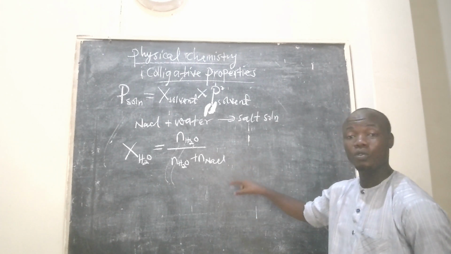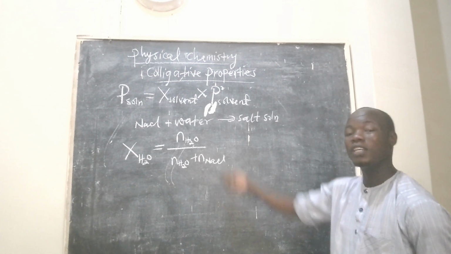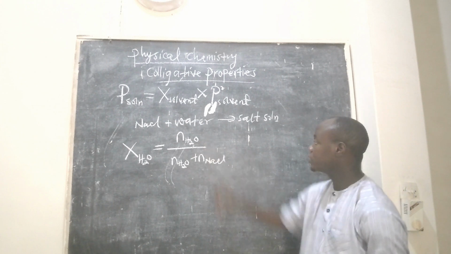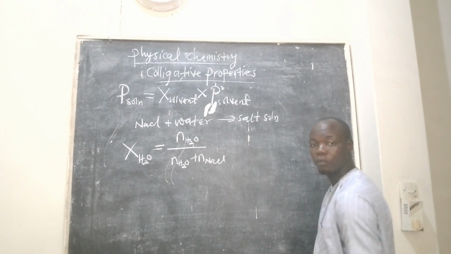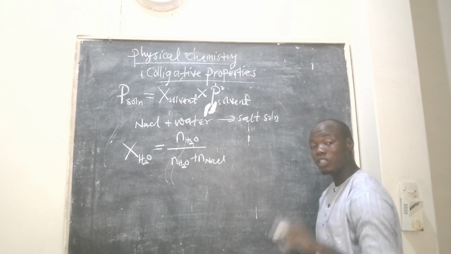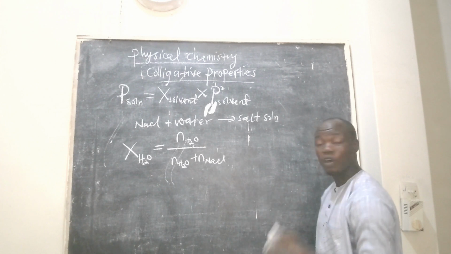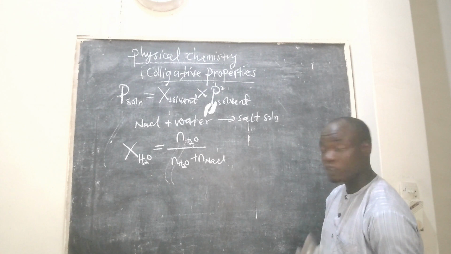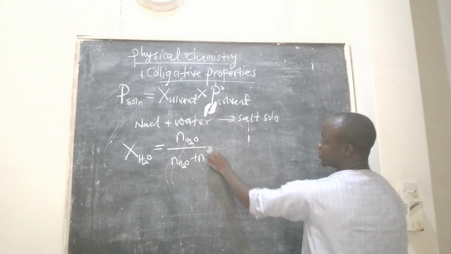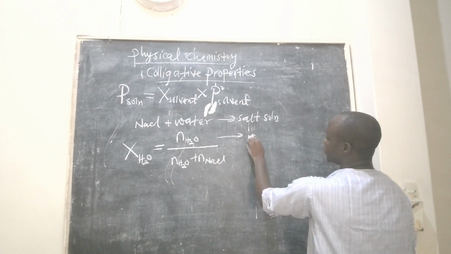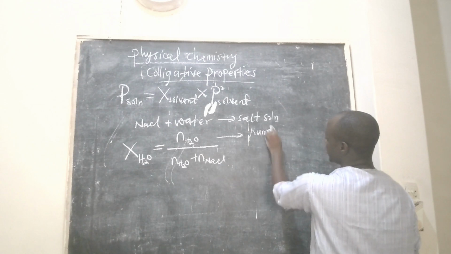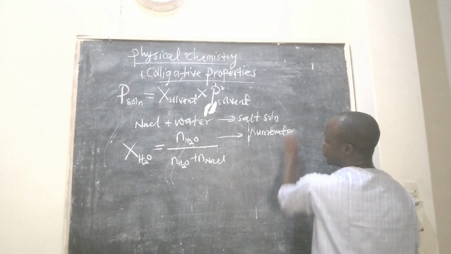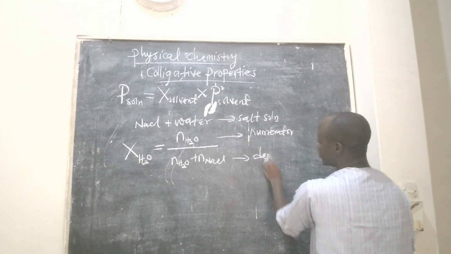And as I said, the vapor pressure lowering increases, or the vapor pressure decreases, with an increase in the number of solute particles. If you look at this equation for the mole fraction, remember that we said colligative properties depend on the number of solute particles, not the solvent. Look at this equation. This is the numerator, and of course, this is the denominator.